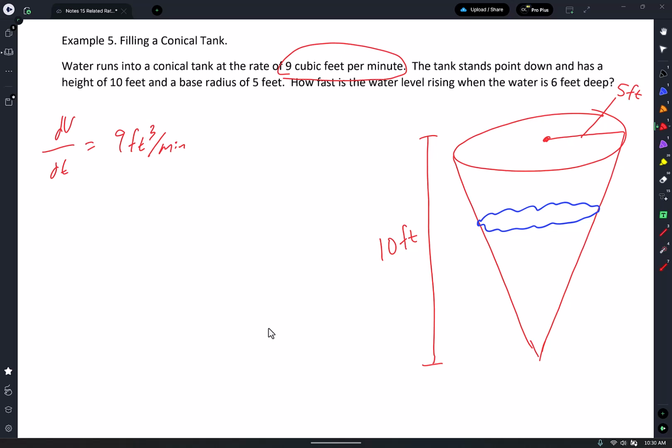How fast is the water level rising when the water is 6 feet deep? So we're just throwing water in here at a rate of 9 cubic feet per minute, and we want to know how fast it's rising. Obviously, because the walls are getting bigger, it's rising at a decreasing rate, but it's still going up.